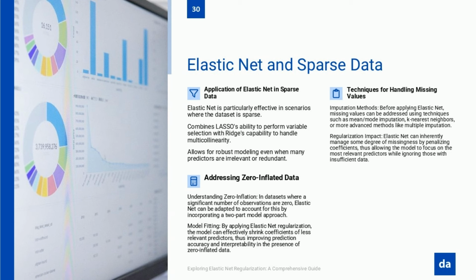But sparsity isn't the only issue that can make modeling difficult. Outliers can also distort predictions. Next, we explore how Elastic Net handles outliers, preventing them from wreaking havoc on our model's performance.